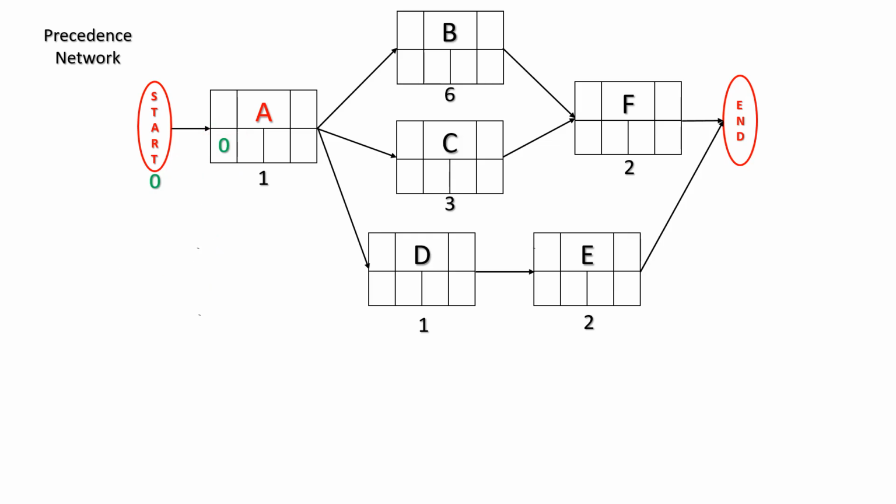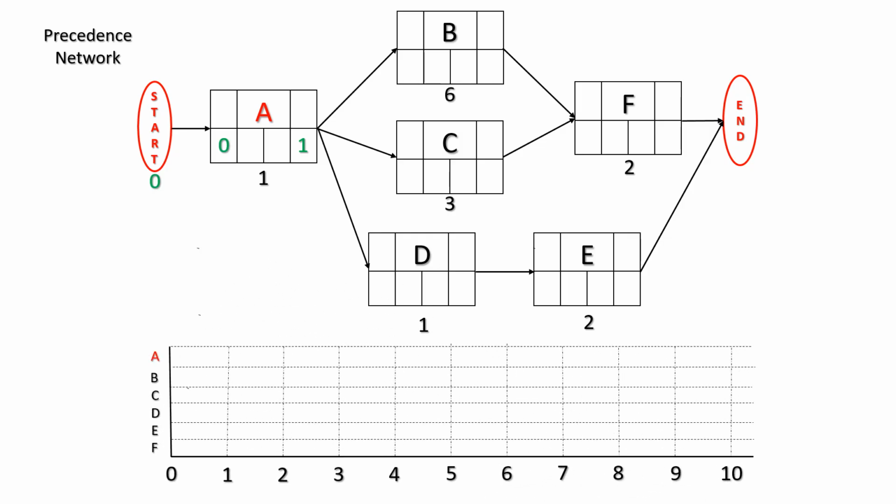And now, focusing on activity A, we can calculate the early finish of A. And that will simply be the early start plus the duration. It's the earliest an activity can finish. So we calculate that by 1 added to the early start to give us the early finish of 1.